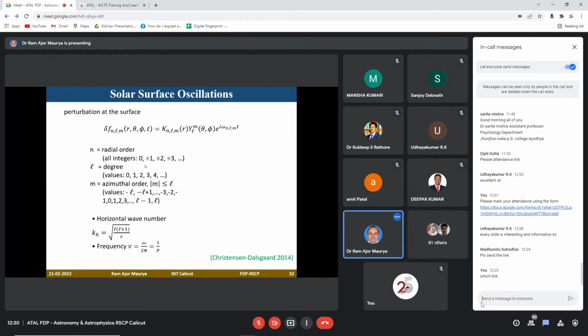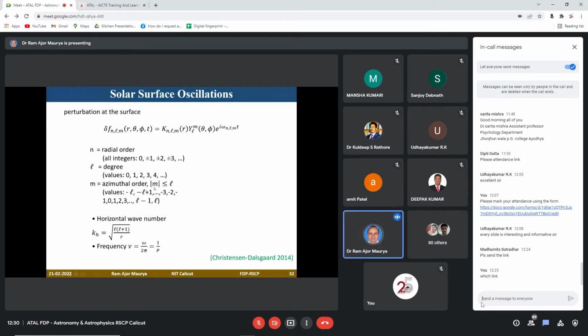So from the acoustic waves, L is the harmonic degree. This can take values 0, 1, 2, 3, 4 like this, and this harmonic degree is related with the horizontal wave number kh, which is related with the wavelength of the wave, 2π by lambda. So if L is large, then we will have a large kh, and if L is small, kh is small. It also depends upon R, the turning point where the wave is trapped.